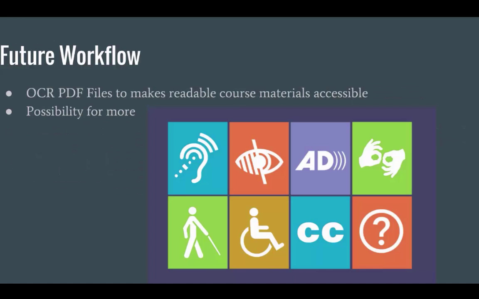For our future workflow, things that we're going to continue to do to progress to making sure that Michigan State is going to accommodate for students with disabilities, we're going to be working on OCRing PDF files to make sure that their readable course materials are accessible to all students. We are also finding the best method to do this, and then there is always a possibility for more alternative options that we can consider.